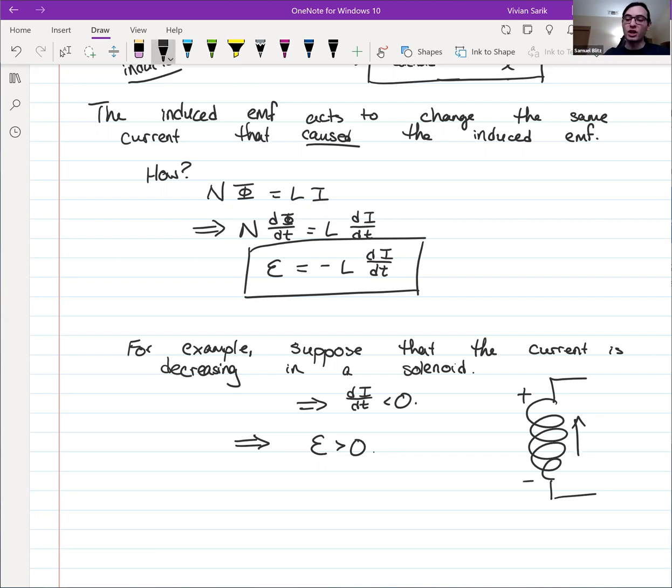And what happens is, because the voltage is higher up top than it is below, that would produce more current flow around the circuit. And so it prevents the current from decreasing. So this induced current flow bolsters the current, because the current is decreasing, which causes the flux to decrease, which causes, and so on and so forth.